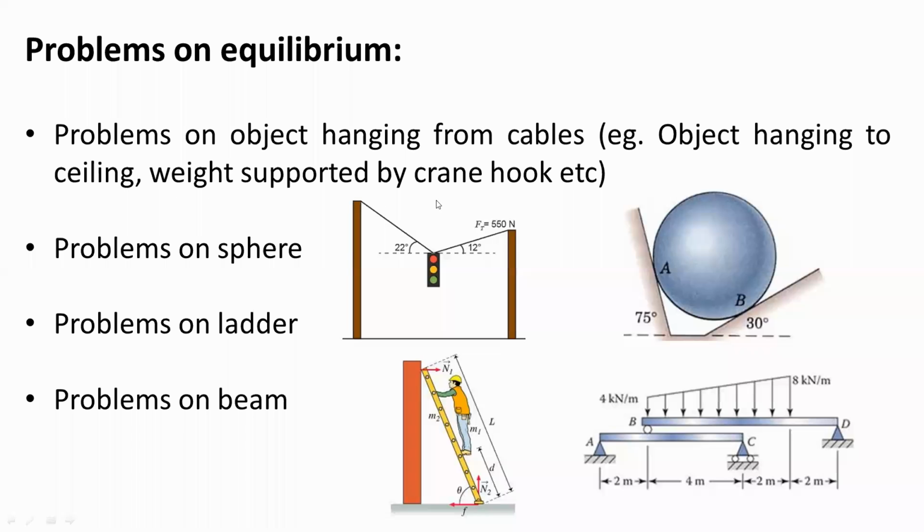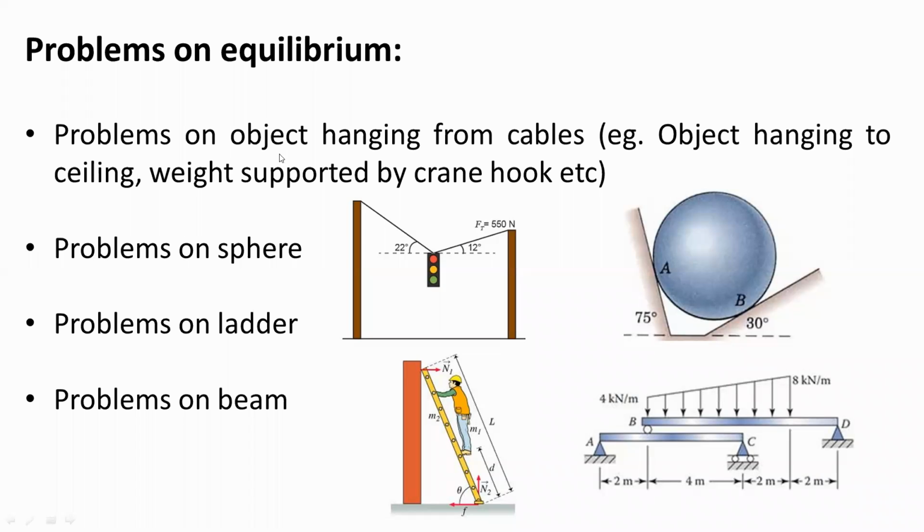Then weight supported by the crane hook. So you can observe in the first image. Here one object is hanging with the help of two cables. These two cables are connected to the walls, and the question will be to find out the tension in the cable. We can use the conditions of equilibrium, and then we can find out the unknown value, that is the tension.